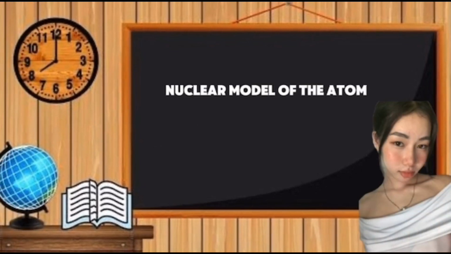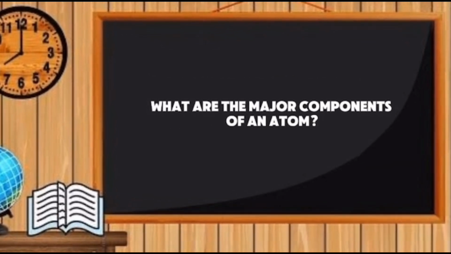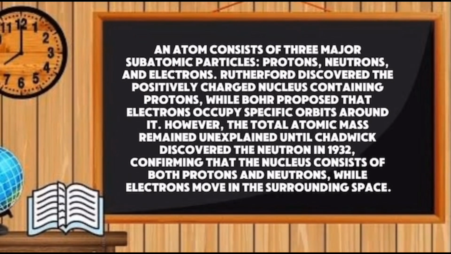Nuclear model of the atom. What are the major components? Protons, neutrons, and electrons. Rutherford discovered the positively charged nucleus containing protons, while Bohr proposed that electrons occupy specific orbits around it. However, the total atomic mass remained unexplained until Chadwick discovered the neutron in 1932, confirming that the nucleus consists of both protons and neutrons, while electrons move in the surrounding space.